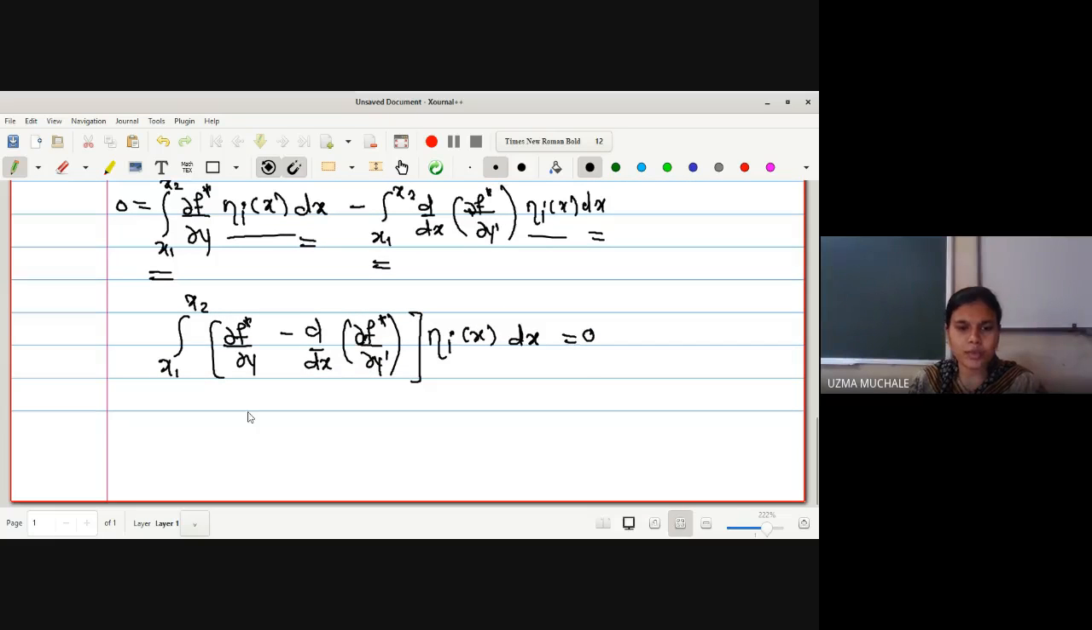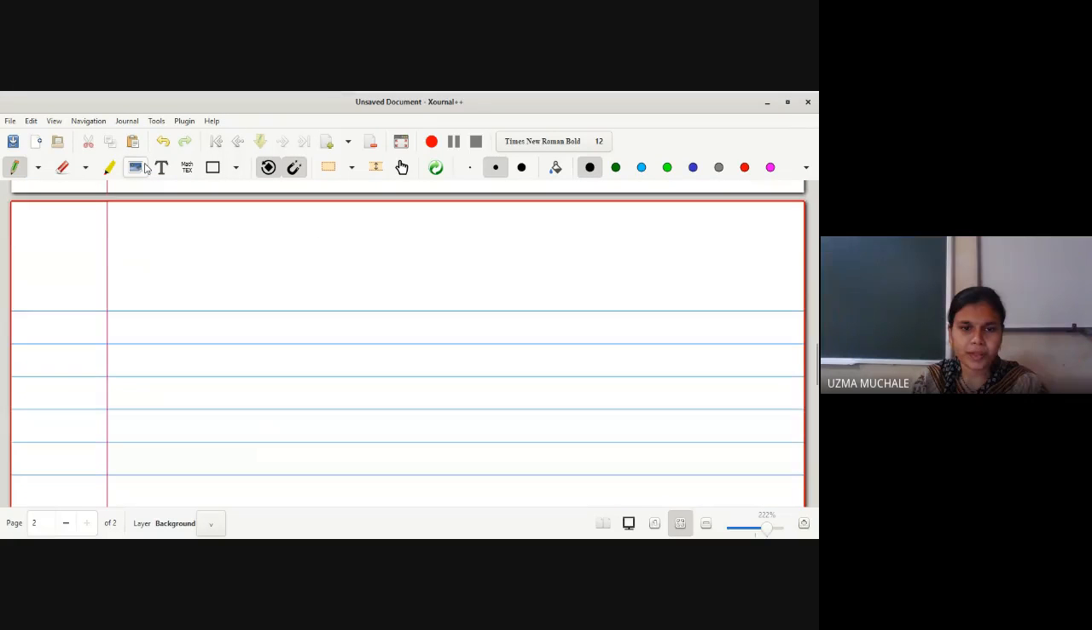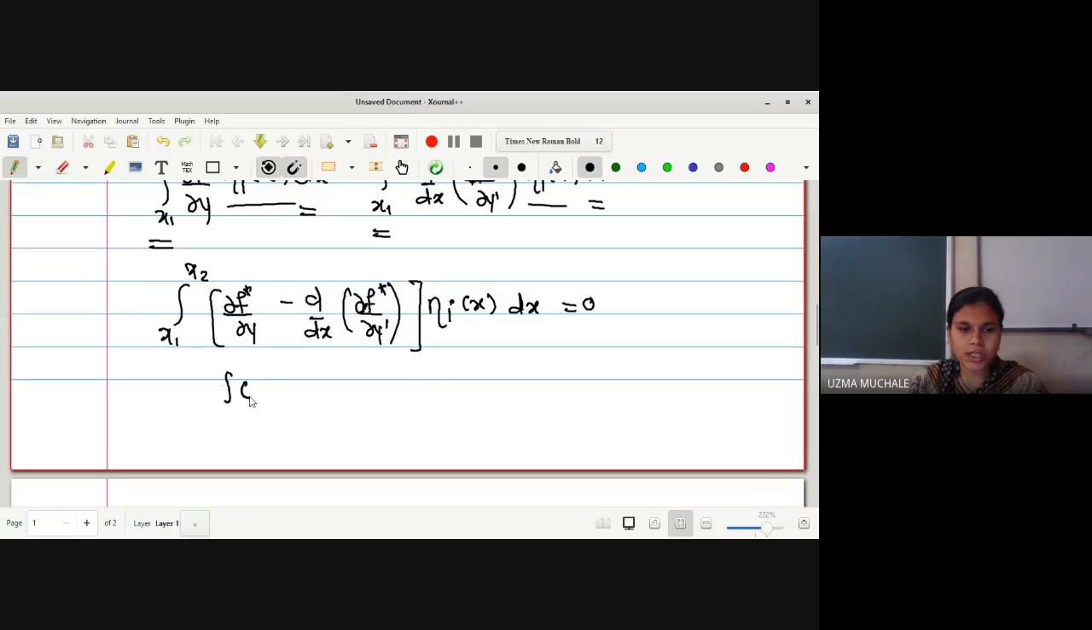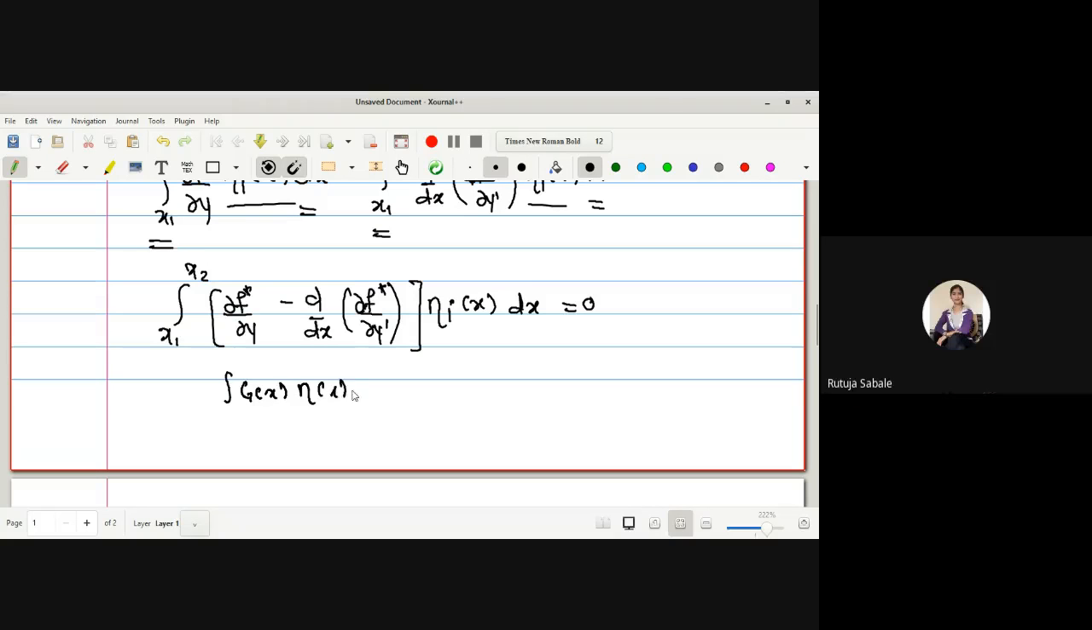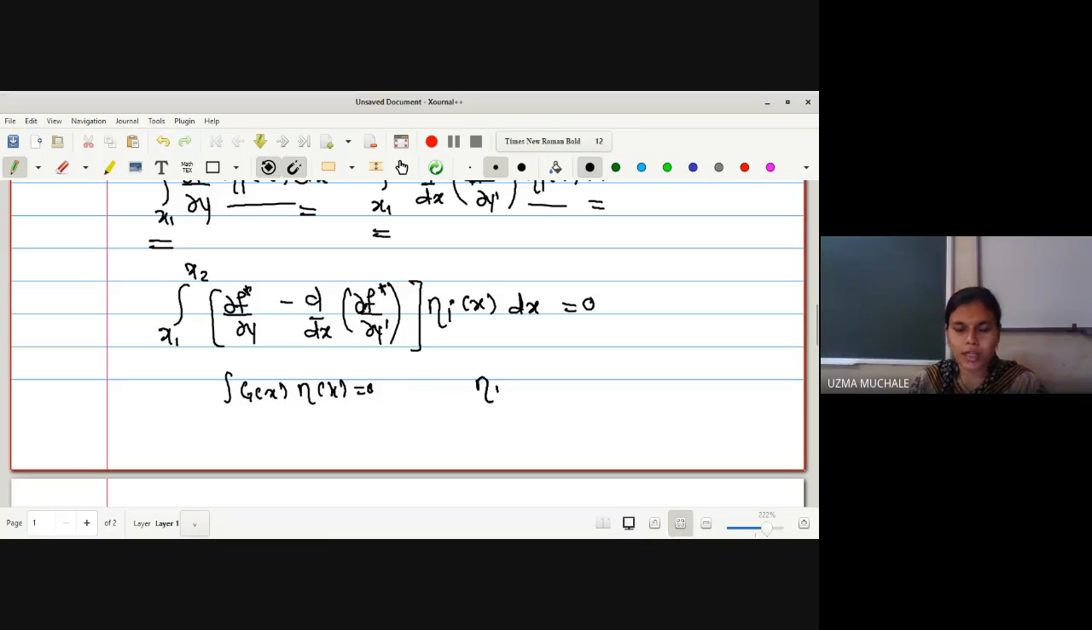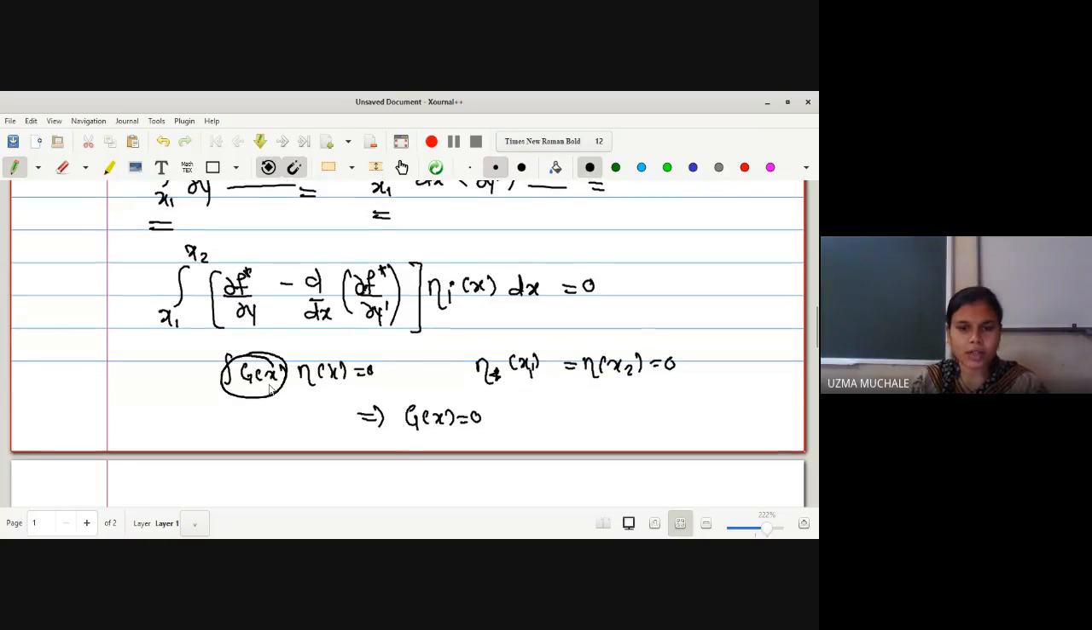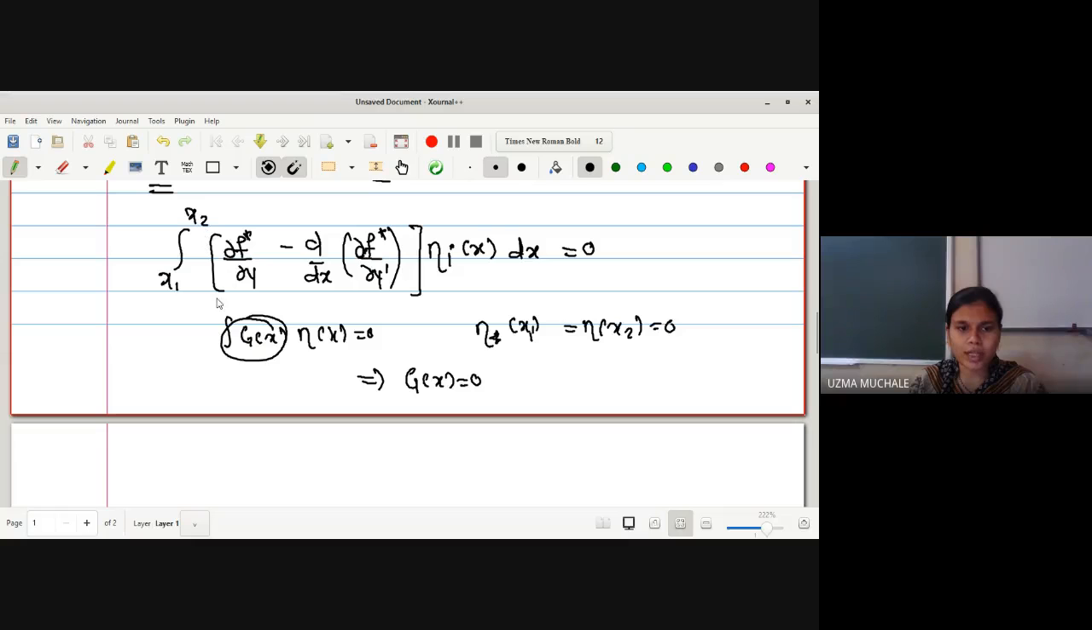Again, now here we have to use the basic lemma of calculus of variation. Do you remember the basic lemma of calculus of variation? What was our lemma? The integral of g of x times eta of x dx from x1 to x2 equals 0, on the condition that eta of x1 is equal to eta of x2, which is equal to 0, implies that g of x is equal to 0. g of x is any arbitrary function. So here we can use the basic lemma of calculus of variation. This is our g of x and this is eta of x, which is equal to 0, and these conditions are also true in our case, and hence we can say g of x is 0.